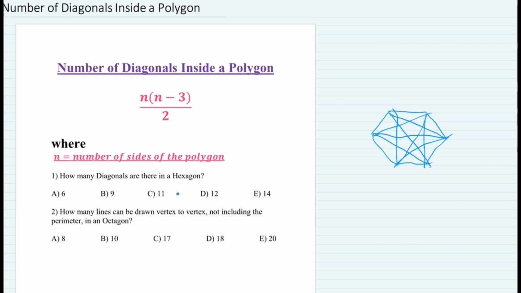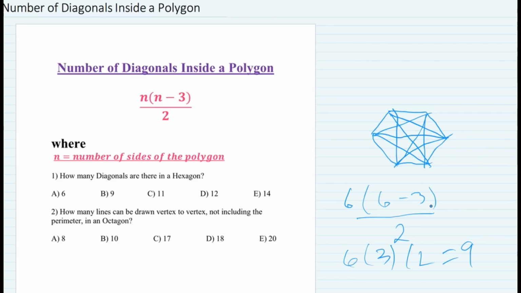How many diagonals are there in a hexagon? Well, we know a hexagon has 6 sides, so just plug it in. 6 times 6 minus 3 all over 2, which is 6 times 3, 18 over 2, equals 9. So I got it right with my awesome drawing skills.